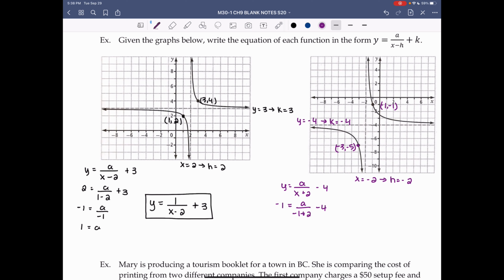I'm going to add 4 to both sides. 3 equals a over -1 plus 2, which is 1. So a equals 3. Then my equation of my function is y equals 3 over x plus 2, minus 4.